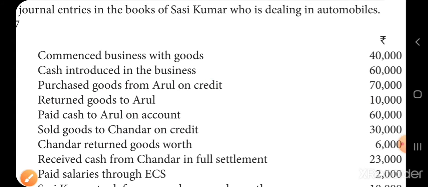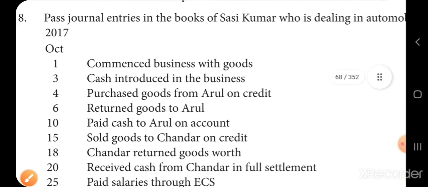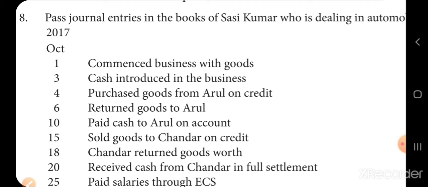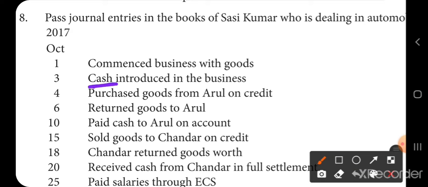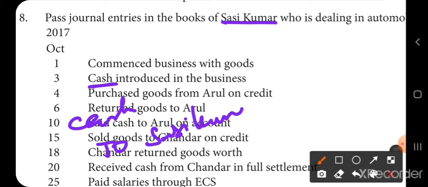Second one, cash introduced in the business. Again, cash is coming in the business, and who is giving the cash? Sasikumar. So debit what comes in, cash account debit to credit the giver, Sasikumar's capital account.